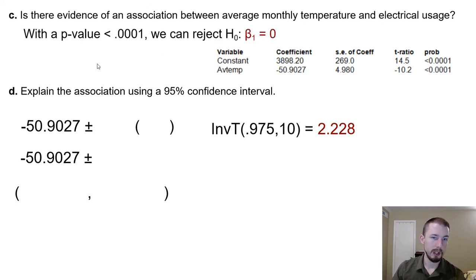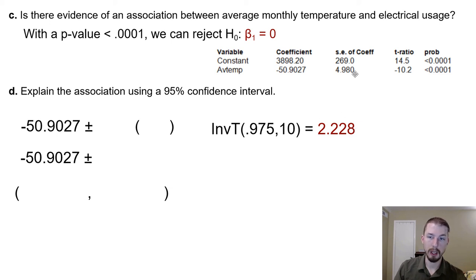All right, explain the association using a 95% confidence interval. So that's where we're going to need this standard error of the coefficient. We also need to know how many standard errors we need to go out to capture 95% of the data. So we're going to use an inverse T distribution to capture basically 95% of data would have 2.5% on both tails. So you can either go all the way up to 0.975 or 0.025, measuring from the left or measuring from the right. It won't really matter. It'll just give you a positive or a negative t-score. So essentially that's going to give us 2.228, which is our critical value.